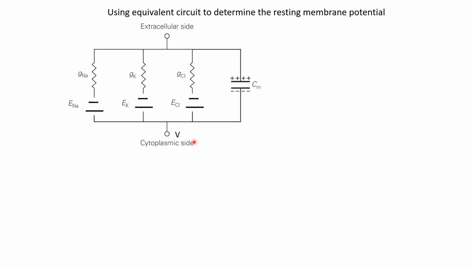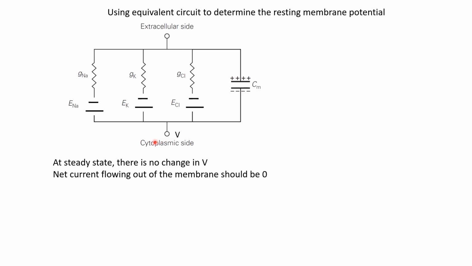A steady state will be reached if the total current flowing out through the membrane is zero. So even if there is current in individual paths, if the total current flowing out through all these channels is zero, then there will be no net change in the membrane potential. If we apply that condition, the total current flowing out should be zero. So V minus ENA times GNA plus V minus EK times GK plus V minus ECL times GCL. All these terms together denote the current flowing out through the membrane, and that should be equal to zero.